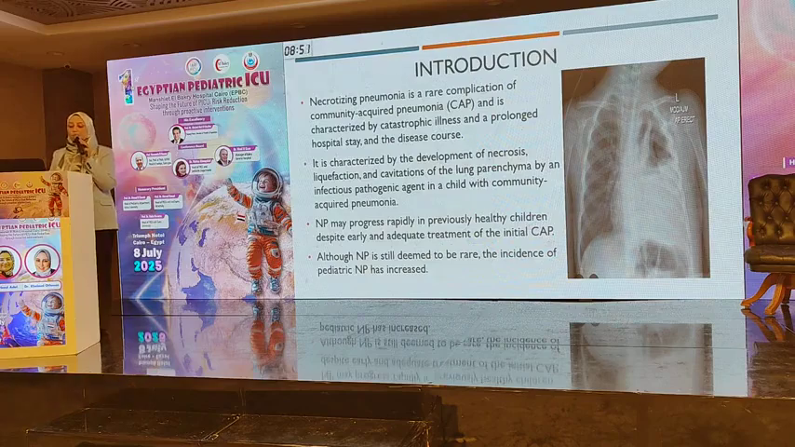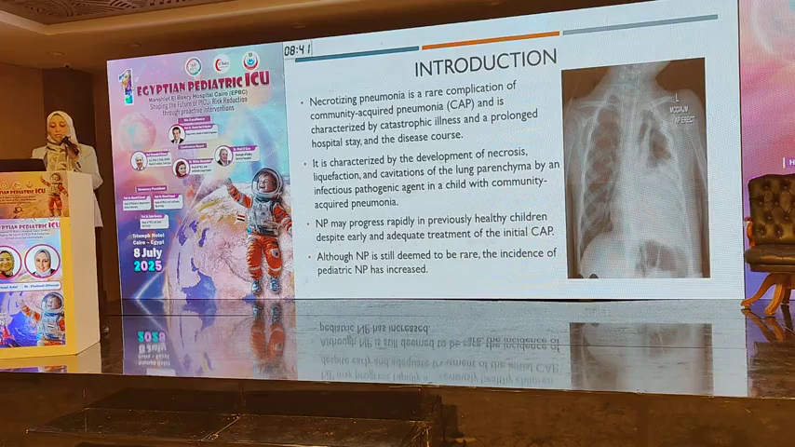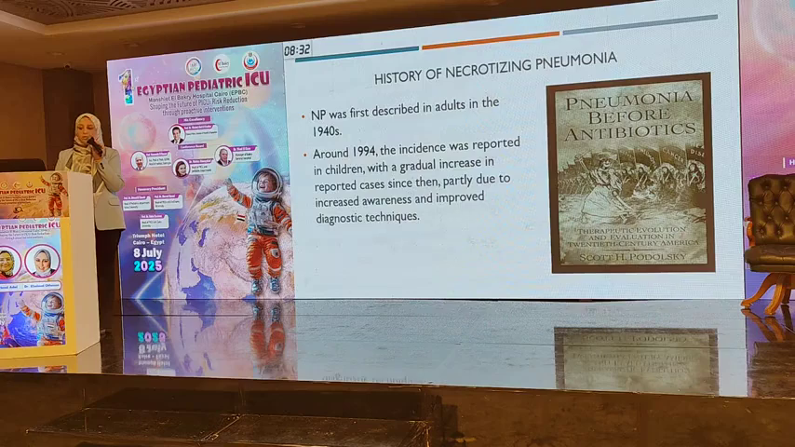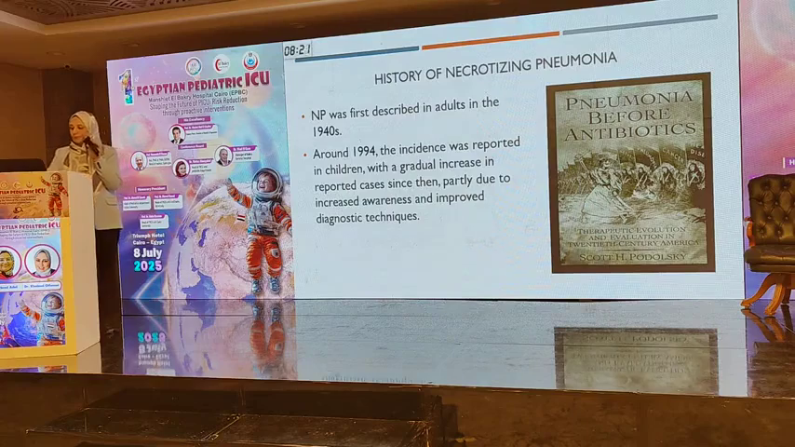Necrotizing pneumonia may progress rapidly in previously healthy children despite early and adequate treatment of the initial community-acquired pneumonia. Although necrotizing pneumonia is still deemed to be rare, the incidence of pediatric necrotizing pneumonia has increased. Historically, necrotizing pneumonia was first described in adults in the 1940s, and around 1994 the disease was reported in children, with a gradual increase in reported cases stemming partly from increased awareness and improved diagnostic techniques.